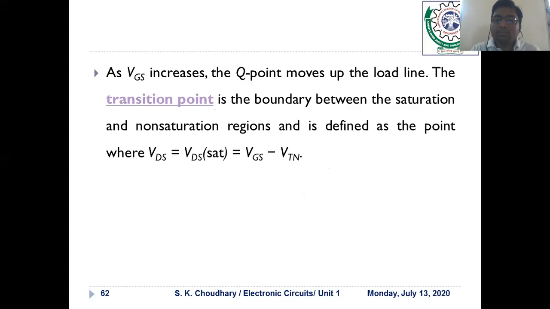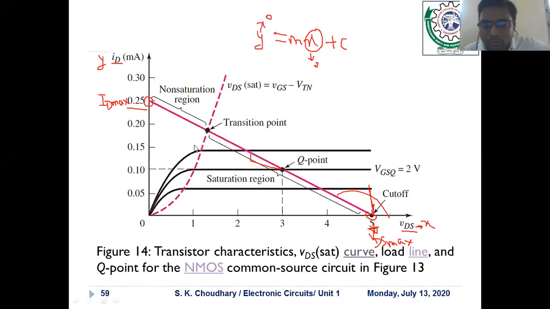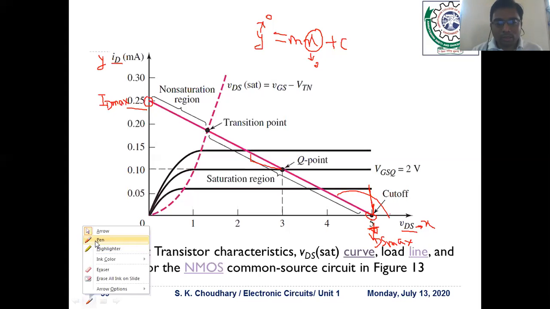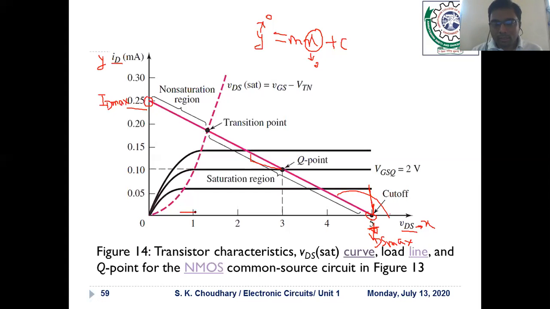And as the VGS increases, your Q point moves up the load line. You can see it from the diagram also. Okay. If you look at this particular diagram, first this is the cutoff region. Why is this the cutoff region? Because here VGS is less than VTN and ID is 0. So this is the position where your ID is 0. This is called the cutoff. This is the area where your ID is nearly 0. That's why this is called the cutoff region.